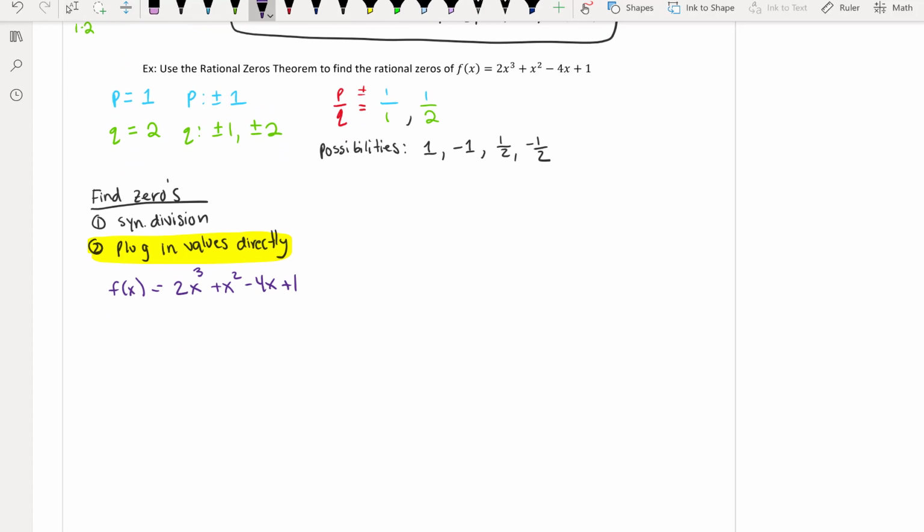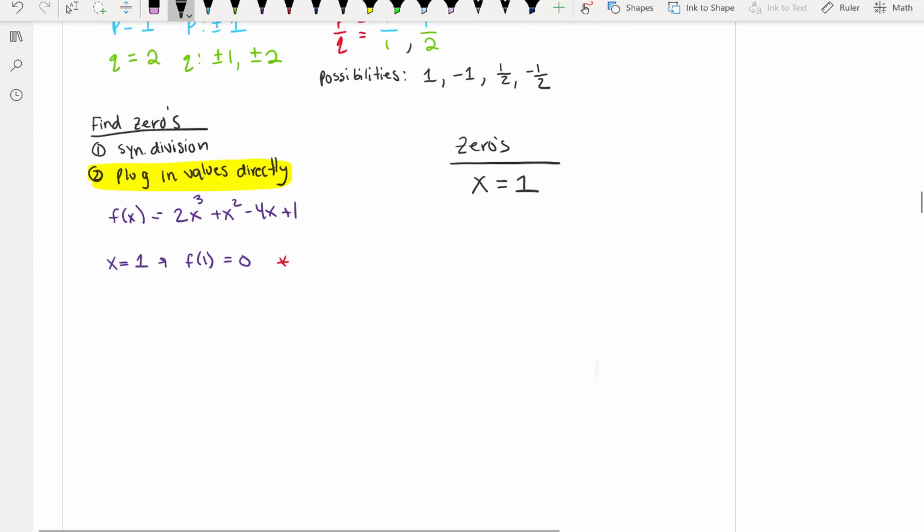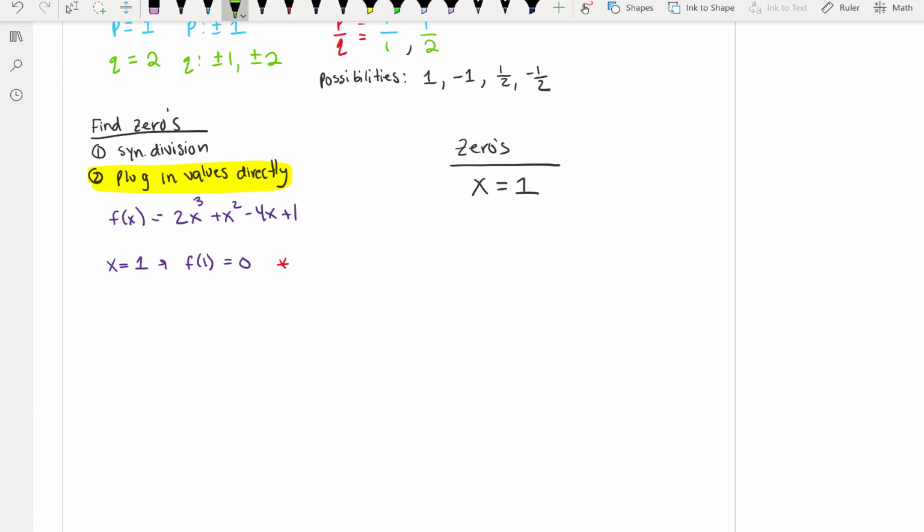So I'm going to try to plug in x is equal to 1, since that's one of my possibilities. So f of 1, when I plug it in, I get 0. That's amazing. When I plug 1 into this function, I get a 0. So I specifically know that I have a zero. I have that x is equal to 1. It's definitely going to be a zero.